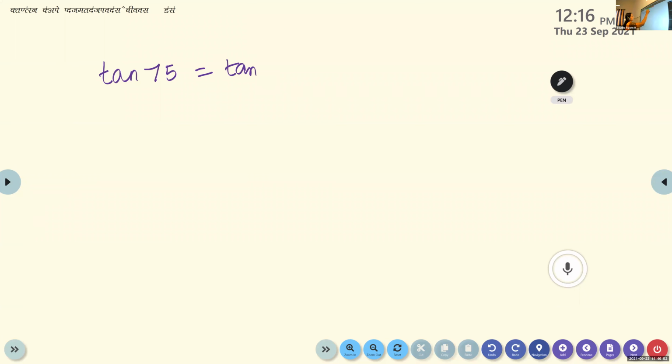If it is tan of 90 minus 15, what happens? 90 is there, so tan will become cot. Cot 15. What is the value of cot 15? We don't know, isn't it? We know the values of some specific angles, 30, 45, 60 and all.